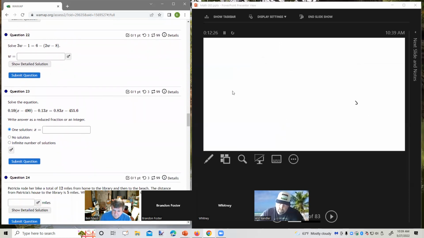All right. 22. Solve 3w minus 1 equals 6 minus the quantity 2w minus 8. I can't do anything to simplify the left side of the equation yet. On the right side, distributing the minus sign, I get minus 2w, and then minus times a minus 8 is plus 8.